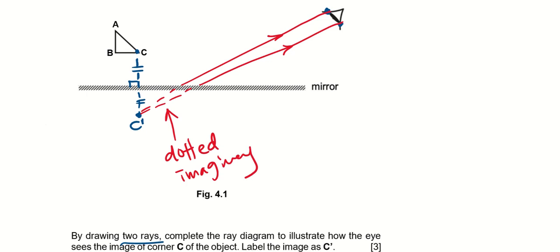But actually, where does the light ray come from? So far I've done 2 steps. The first step is drawing a normal, then equal distance to the mirror to locate the image. Step 2 is, from the image that I've located, draw the light rays to the eye. Step 3 will then be from the object to the points of incidence, because that's where the light ray comes from.